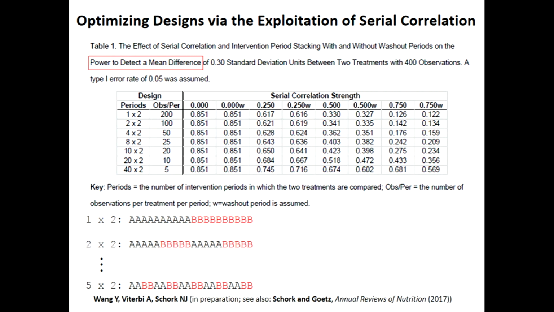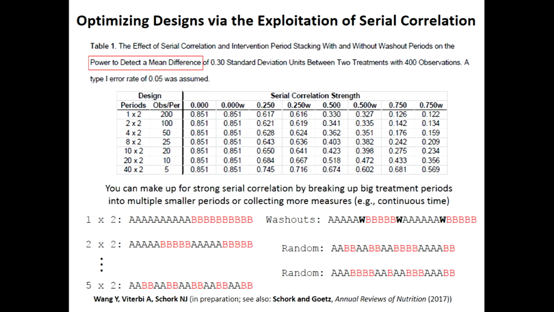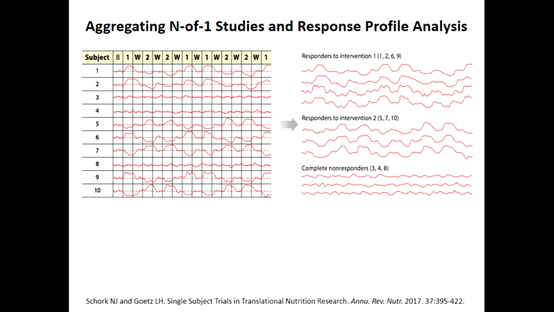If you're collecting data on a single individual, there'll be strong correlations between the measures. And so what my colleagues and I have shown is that you can actually, with an assumption about the strength of the serial correlation, optimize these designs to maximize the power that you'd have to actually bring out one effect, say, over another. You can also aggregate N of 1 studies.